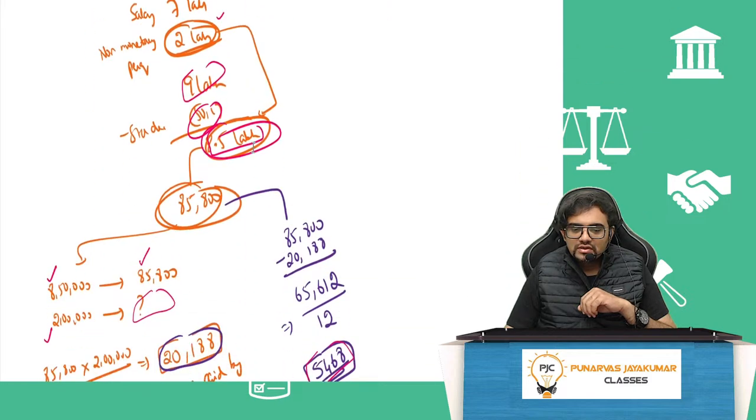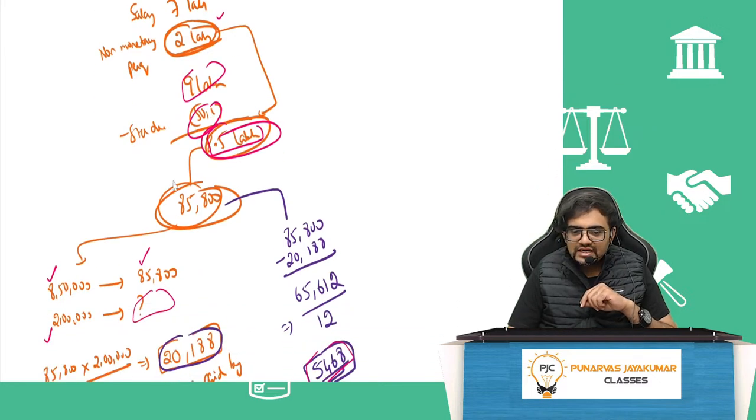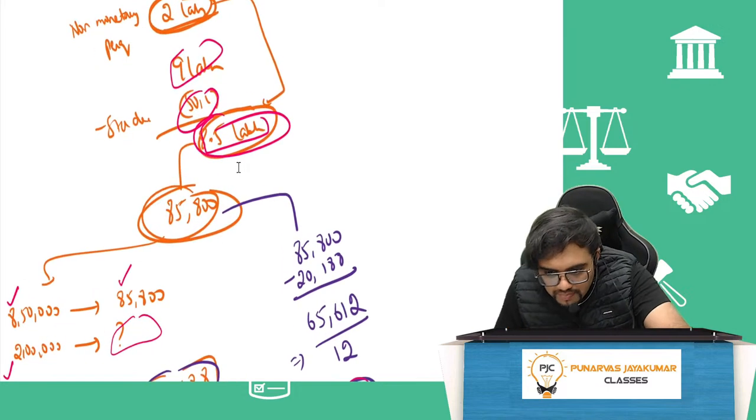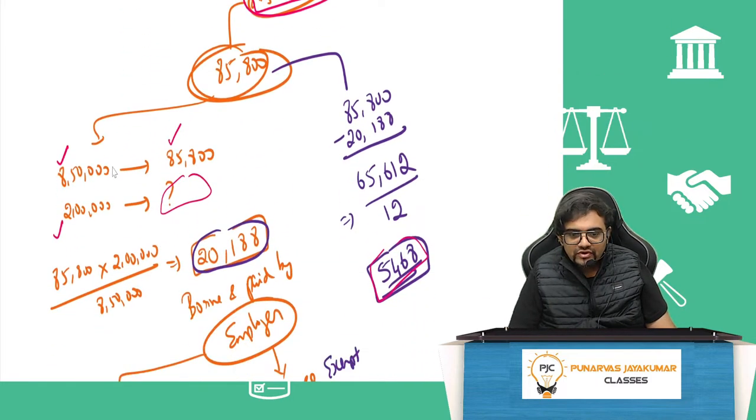On the other hand, as I told you in the previous example, 7 lakh is my salary, and 2 lakh is my non-monetary perquisite. And I say that I don't want to pay tax on the non-monetary perquisite. I should compute the tax normally only, overall 9 lakh minus 50,000, 8.5 lakh. For 8.5 lakh, 85,800 is the tax. Now, I will not pay on these 2 lakhs, is what the employee is saying. So, for 8,50,000 salary, 85,800 is the tax.